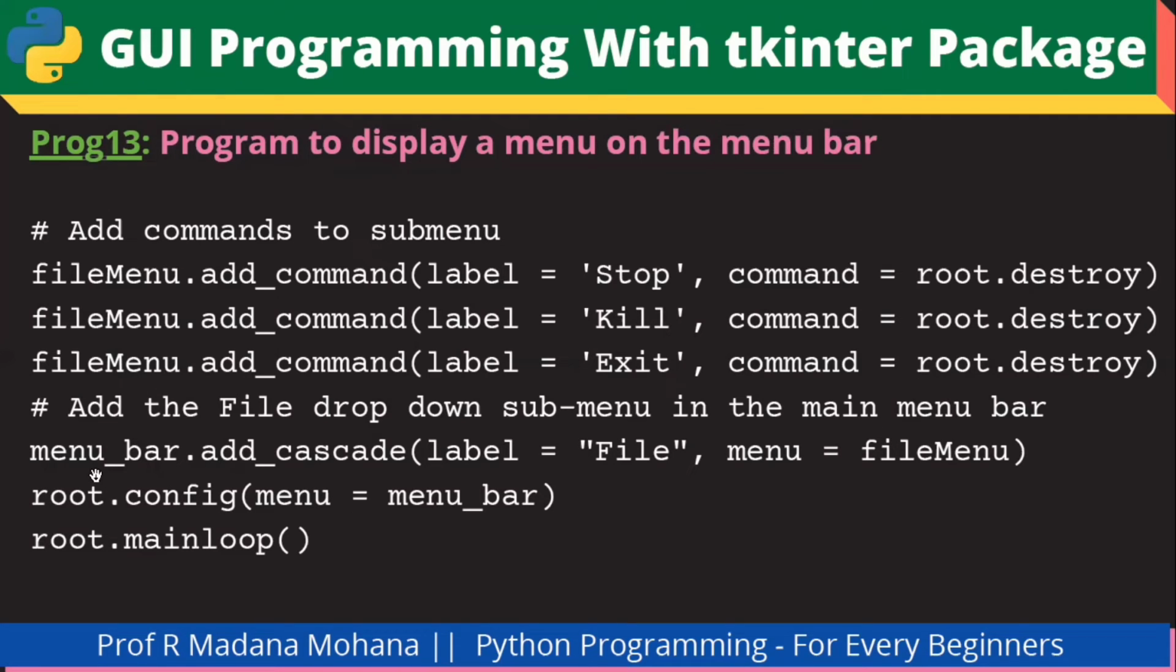For this, the method is called the cascade method. menu_bar.add_cascade, label equal to file. In that file, what is the submenu? So earlier we used, so menu equal to file_menu. Then you have to configure this one, root.configure, menu equal to menu_bar, then root.mainloop. So first the main menu is created, then the submenu is created, and the submenu's pop-up option is given. Then in the submenu we have given three labels: stop, kill, exit. Their functionality, destroy, means closing.